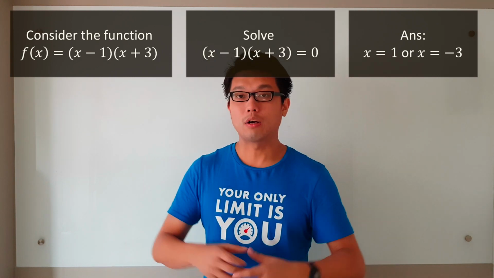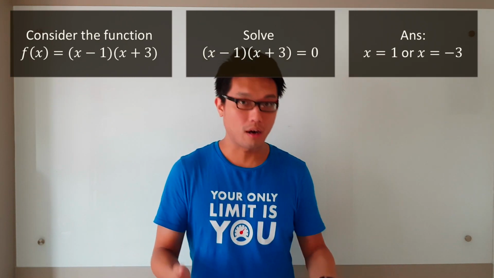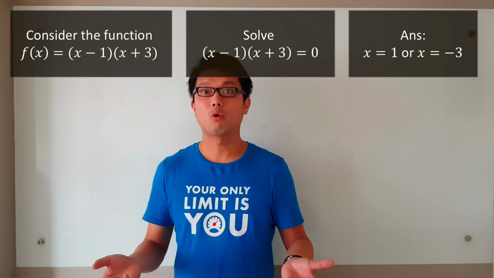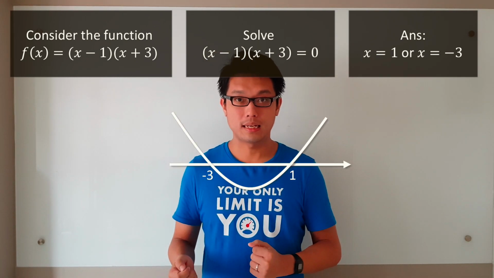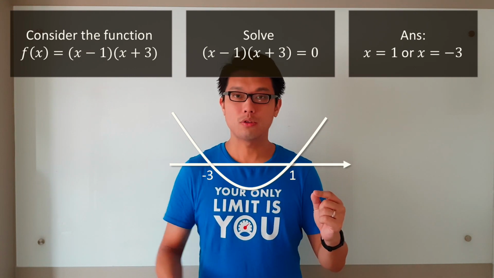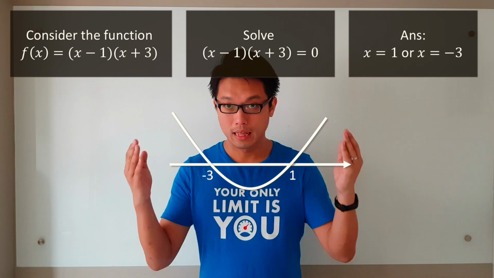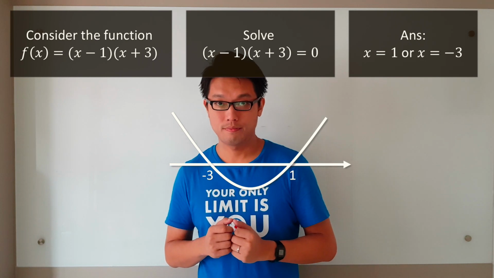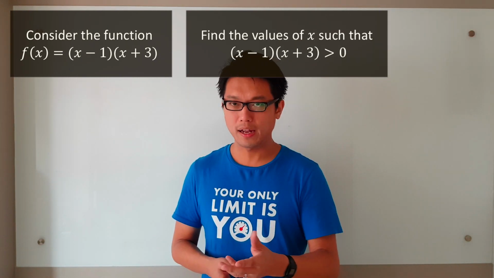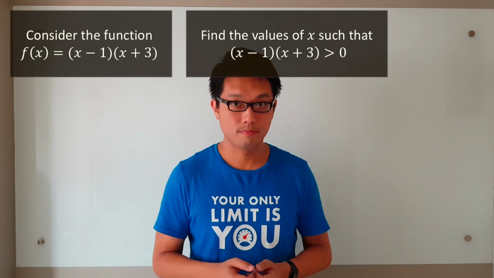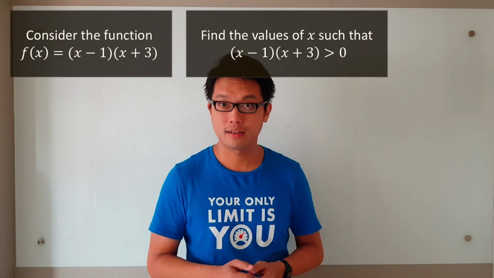That sounds pretty simple. Now, translating this idea into a graph, we will have a quadratic graph that looks like this, whereby the x-intercepts are x equals 1 and x equals negative 3. This is the quadratic curve. Now let us extend this question. How do we find the values of x such that f(x) is greater than 0? How do we find these values of x?